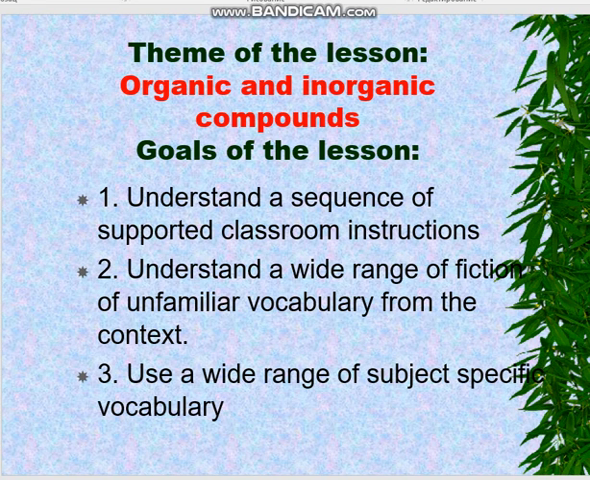The theme of the lesson: Organic and Inorganic Compounds. Goals of the lesson: to understand a sequence of supported classroom instructions, to understand a wide range of familiar vocabulary from the context. The third goal is using a wide range of subject-specific vocabulary.